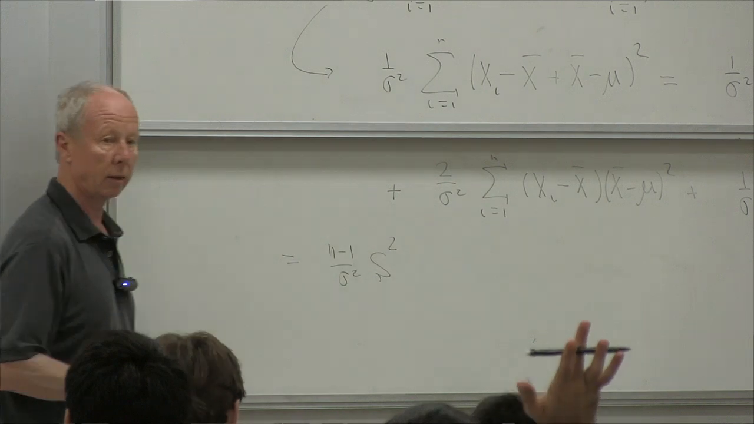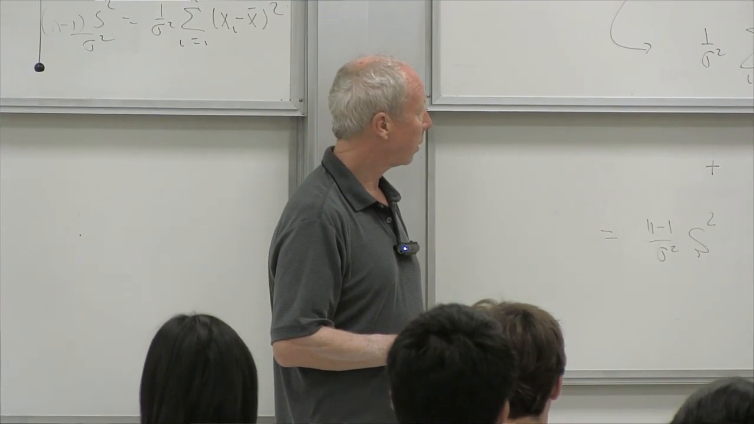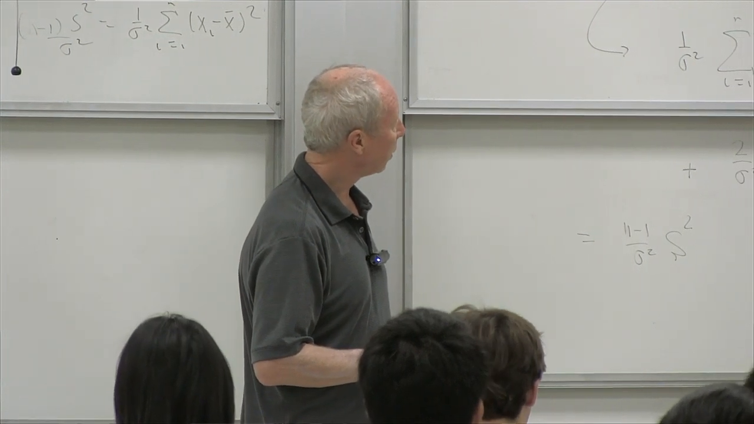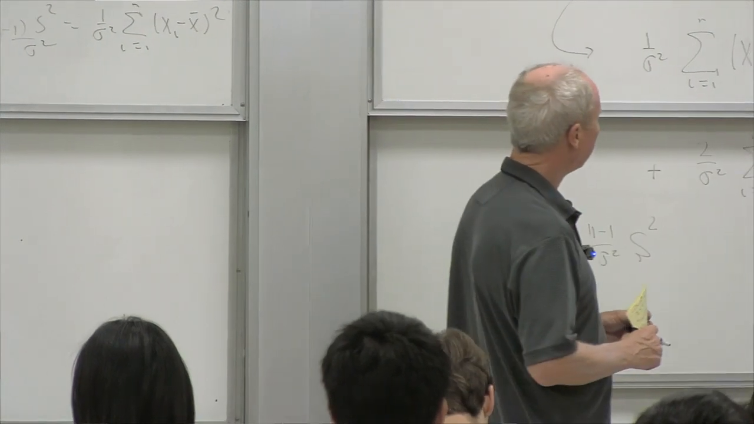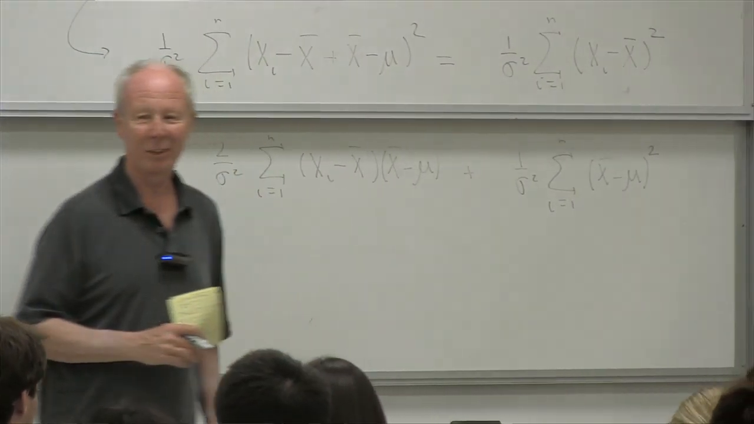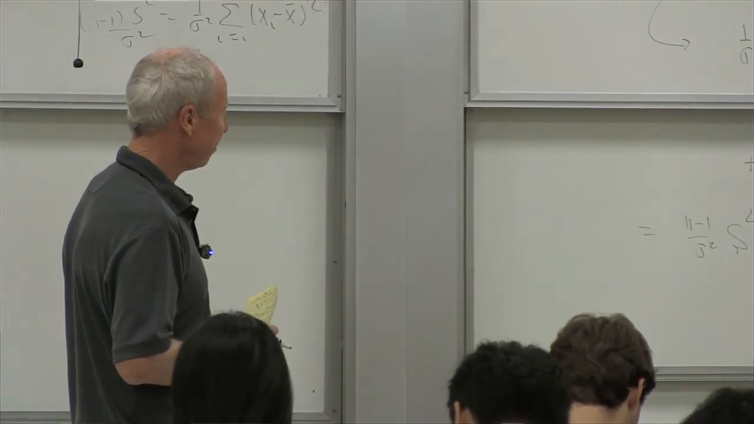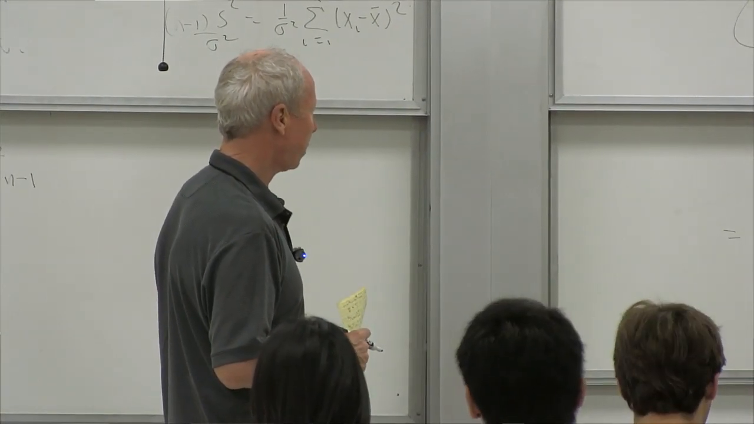Yeah? Why is the x minus mu squared? It's simply the first line at the bottom. Oh, shouldn't be. Yeah. Okay.